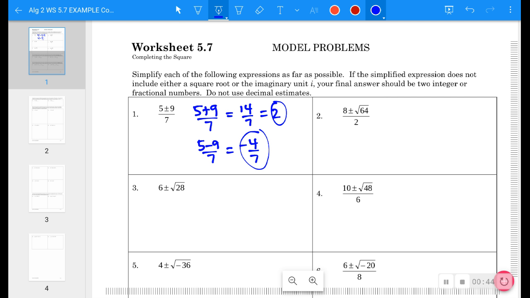Okay, there's one extra step on the second problem here. We have to simplify the square root of 64, which is 8. So the first time through, you're going to use the plus sign. Square root of 64 is 8, so we're going to be adding that, and you get 16 over 2, which would be 8. And on the next one, you use the minus sign. 8 minus 8 over 2, which is 0 over 2. And you get a second answer of 0.